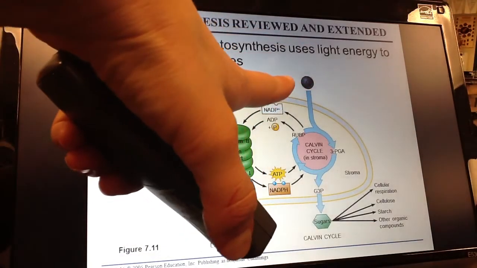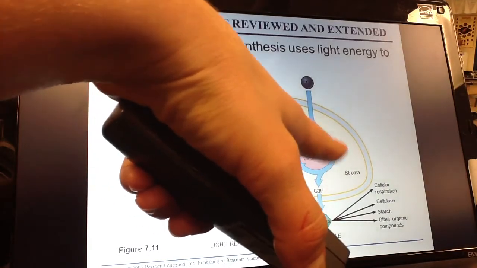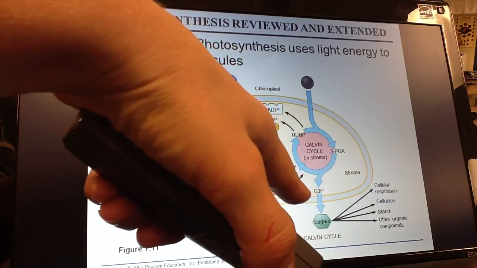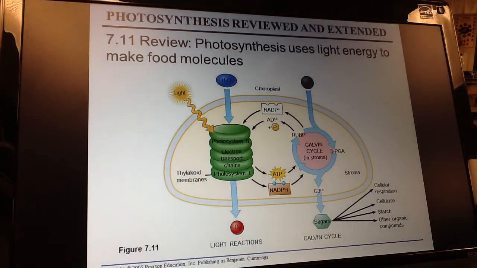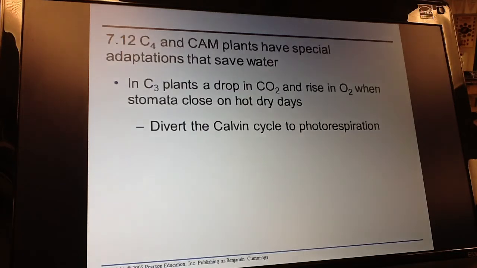Now, this is the general idea of what we've done. We've taken our CO2 and added it to RuBP in the Calvin cycle, and we've ultimately produced G3P, which is used to make a sugar. That sugar can be used to make cell walls, to make starch, or to turn into ATP through cell respiration. It can be used to make any other organic compound that cells need to function.